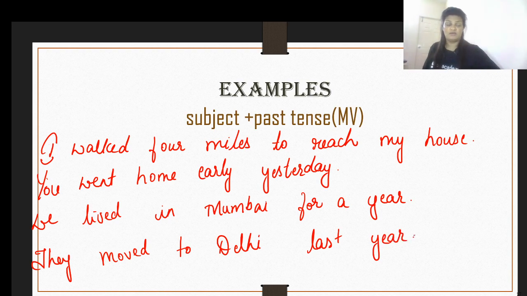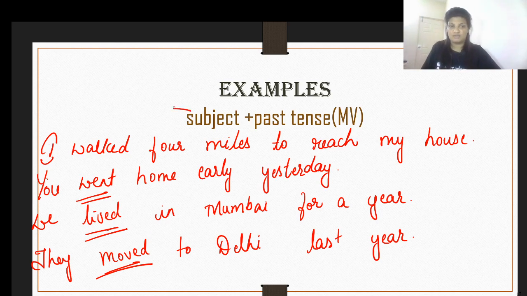Full stop. Now let us analyze all of these statements together and see if these statements hold true to the explanation. You went home early yesterday. You went home, completed action. We lived in Mumbai for a year. Again, we lived, completed action. They moved to Delhi last year. They moved to Delhi last year, completed action.